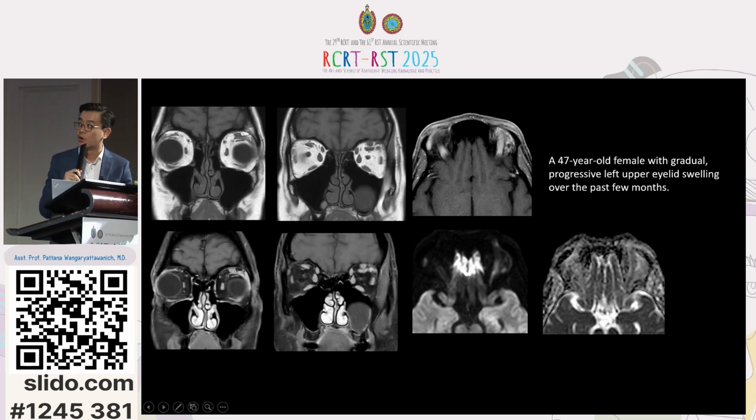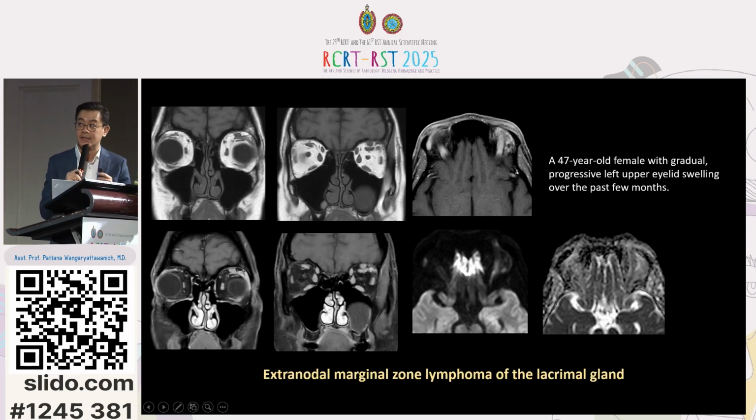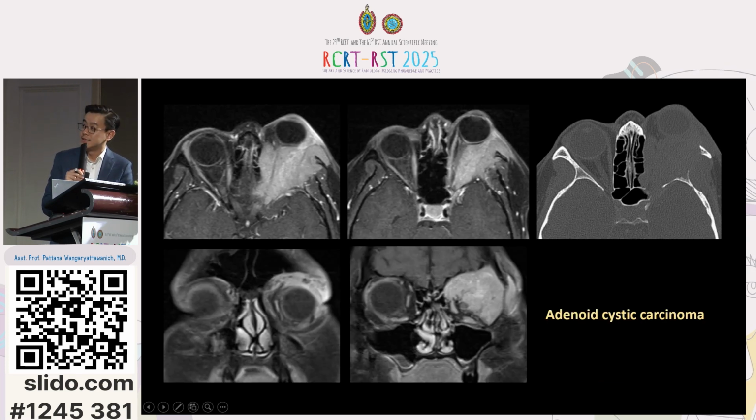The patient underwent open biopsy by an ophthalmologist, and the biopsy proved to be extranodal marginal zone lymphoma of the lacrimal gland with perineural tumor spread along the supraorbital nerve. This is the companion case, but this time it's a real adenoid cystic carcinoma of the lacrimal gland.